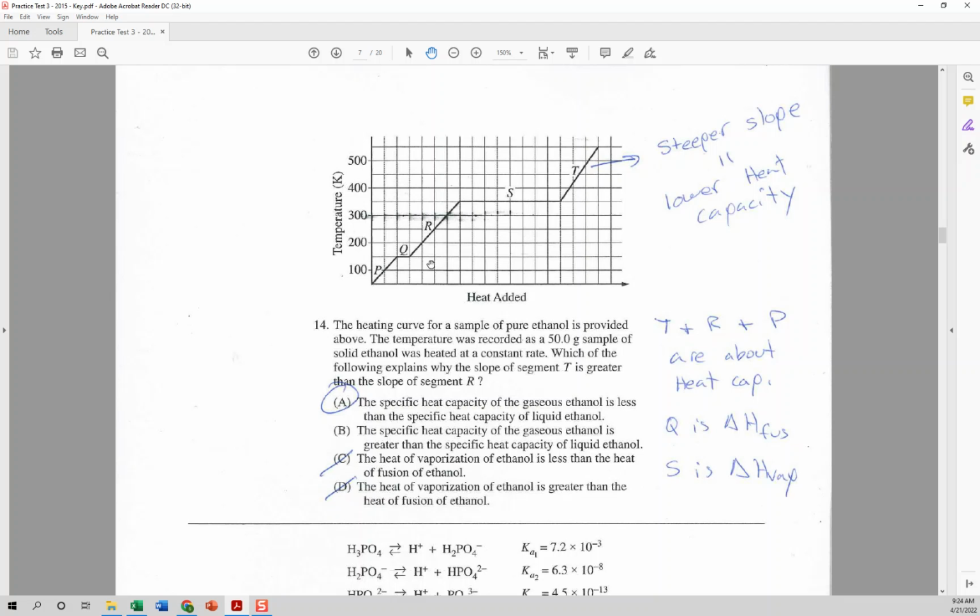If we were talking about S and Q, we'd be looking at these answers, but we're not. We're talking about R and T. So they're telling you T is steeper because it has a greater slope. That means it has a lower heat capacity. So the specific heat capacity for gaseous ethanol is less than the specific heat capacity of liquid ethanol, A. All right?